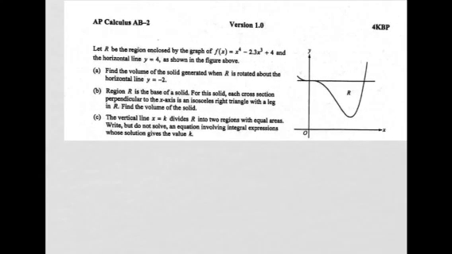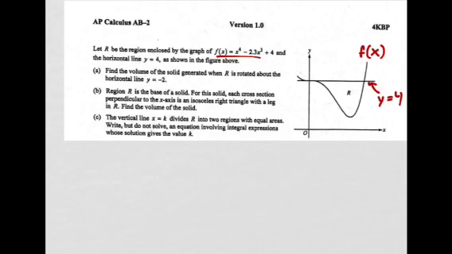Okay, this is what we do. So for this problem, let R be the region enclosed by the graph. That's the graph, and the horizontal line y equals 4. So first thing I'm going to do is label these. This will be f of x, that's this, and the horizontal line y equals 4, that's y equals 4, as shown in the figure.